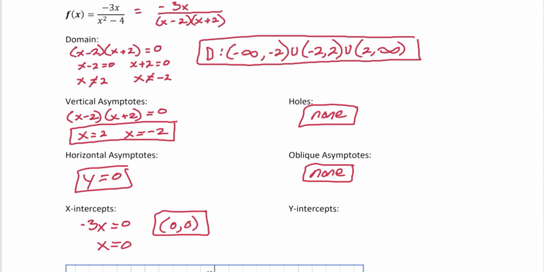As a coordinate, that would simply be the origin, 0, 0. To find y-intercepts, we make all of the x's 0. So we have -3 times 0 over 0 squared minus 4. That's just going to give us 0 over -4, or 0. That is the origin as well.